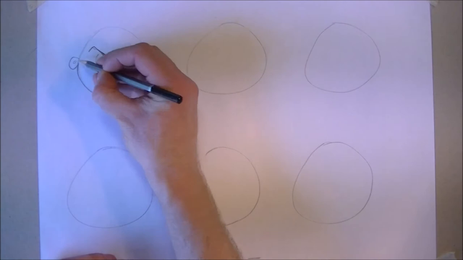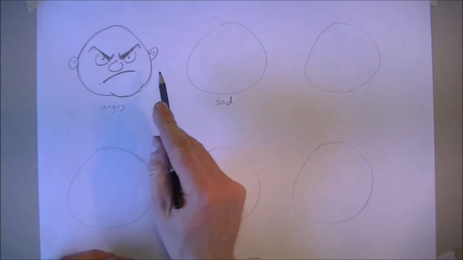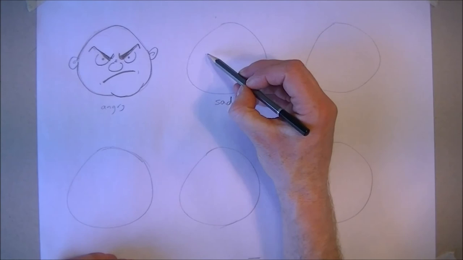Let's keep him bald. Okay, so that's angry. Next one, another fairly easy one, is sad. And the reason I want to do this right after is because the main difference is the eyebrows. So you see the eyebrows in the angry are going down into the centre. So sad is the opposite of that. The eyebrows go up to the centre. Okay, so it's the exact opposite.